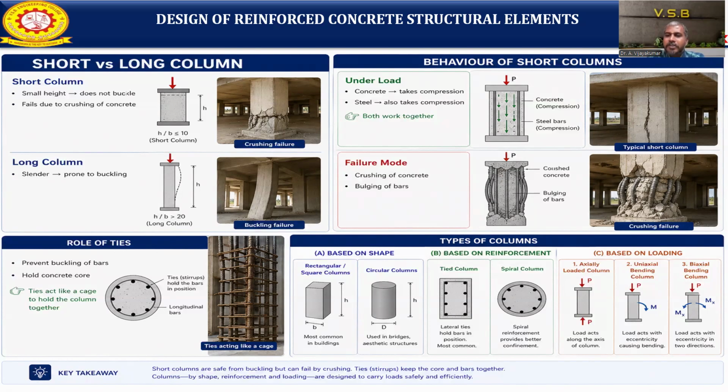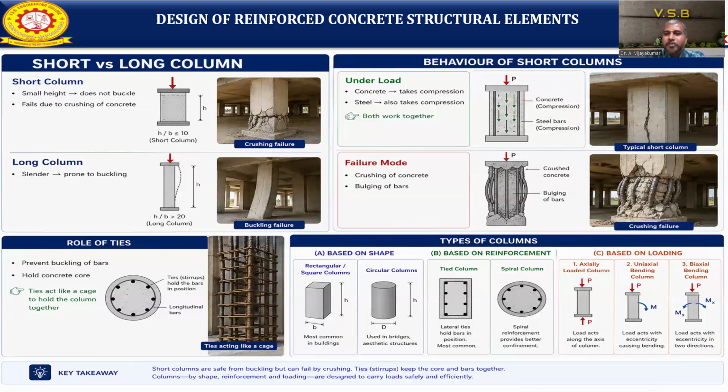Now we know concrete takes compression and steel also takes compression here. In the earlier module we discussed that steel won't take any compression, while coming to the column, steel also takes compression. When you look at the images of the column, both are composite materials, steel as well as concrete. When the load is applied, the concrete takes compression and the steel also takes compression. So it is a composite member, and both work together.